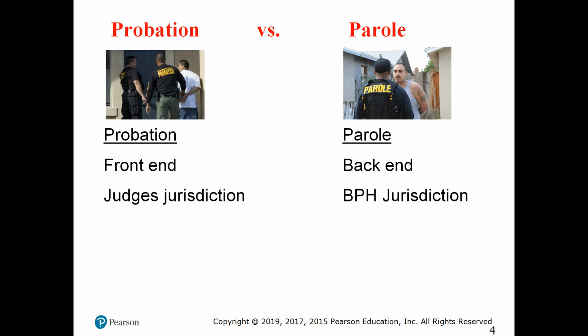Next, probation is the judge's discretion. A judge sentences somebody to probation. A judge deems any sanctions to give the person during a revocation. But with parole, the Board of Parole Hearings, or the parole board, has jurisdiction when there's a revocation or when there's an indeterminate sentenced inmate that wants to get out on parole. Probation is a sentence. Parole is an early release.